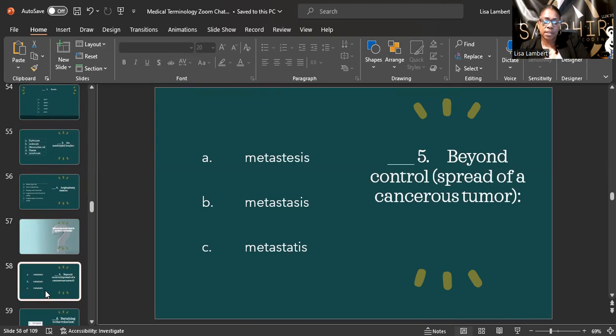Metastasis, beyond control, spread of a cancerous tumor. We say metastasize. When you look in your ICD-10 book, you'll see it in there, and it's under cancerous, metastasize, or metastasis. Same thing, it is the area where the cancer or the tumor has metastasized, spread of a cancerous tumor. It's metastasizing. It's multiplying. So you guys are going to read on that.